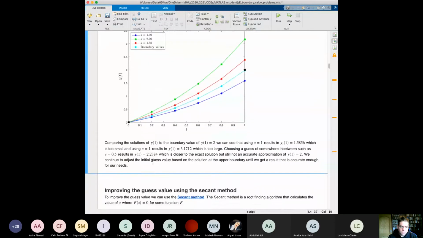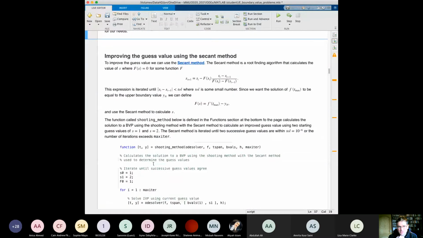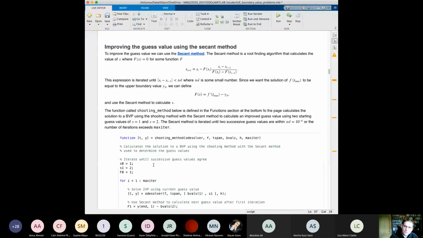Okay, well, that can be done with trial and error, but that's not too efficient, and it's not too clever either. But what we can do is make use of root finding methods. So last year in numerical methods, you would have looked at the secant method, which is a method to find the root of a function. So if f of s is some function, we're going to find the root of that function, i.e. the root is where it equals 0.